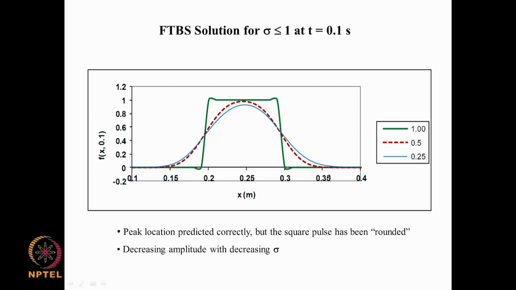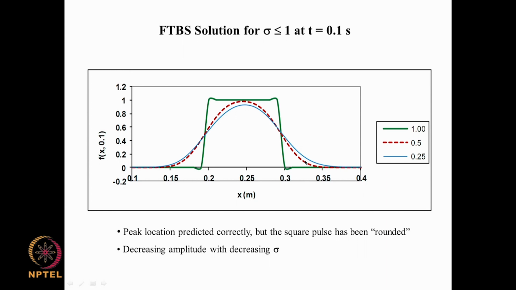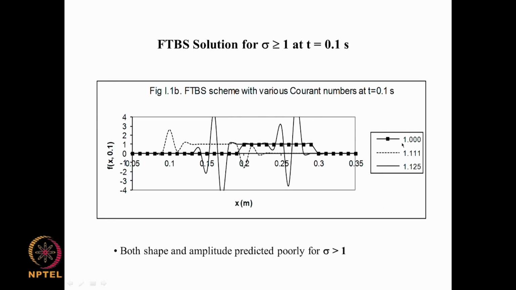Okay. So, in that sense it seems to be counterintuitive to the arguments that we made earlier, that the smaller the delta t, the more accurate the solution, and here we have a solution which is not working like that. Now, what will happen if we go to a Courant number which is greater than 1?